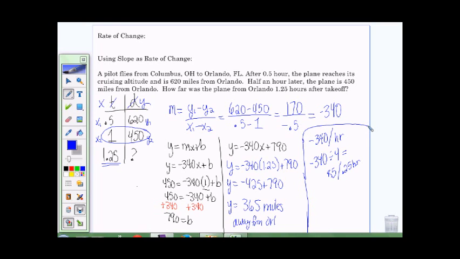So we still have to find the slope either way. Now that we know we go negative 85 every quarter of an hour, we are at 450 at 1 hour. Take another 85 from that, and it should still equal exactly what we had before, 365. So that's how far we'd be after 1.25 hours. Questions before you run away?